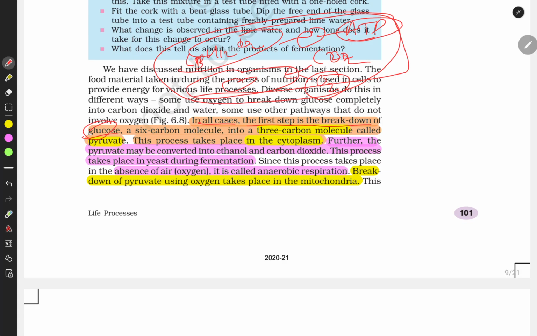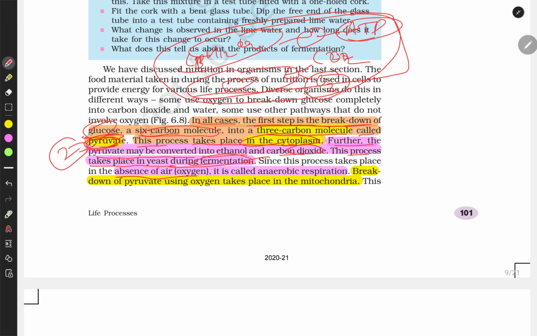And how does this happen? The first step is the breaking down of the glucose, which is a six carbon molecule, into three carbon molecules called pyruvate. So it breaks down the glucose to form pyruvate, and two molecules of pyruvate are formed from one molecule of glucose. This process takes place in the cytoplasm of the cell, and further the pyruvate may be converted into ethanol and carbon dioxide.